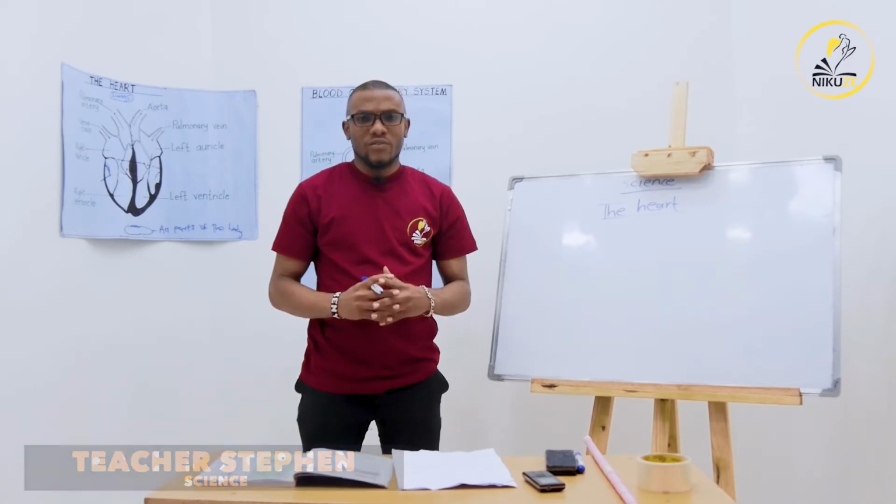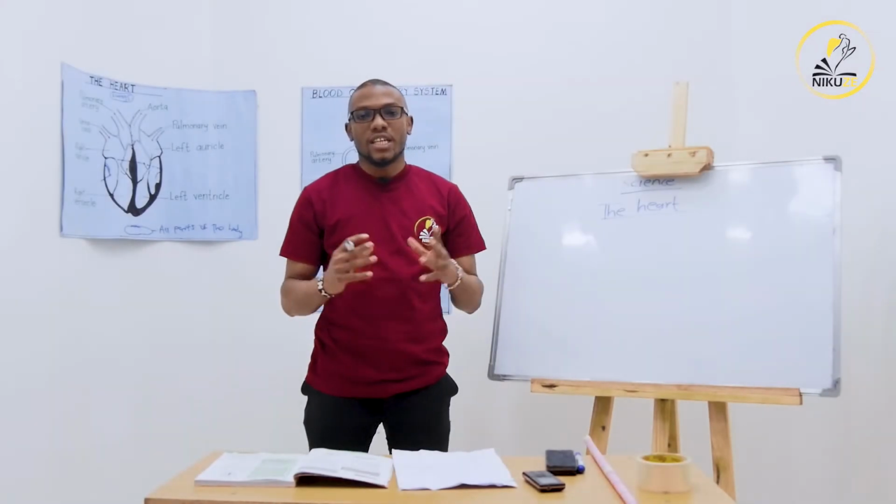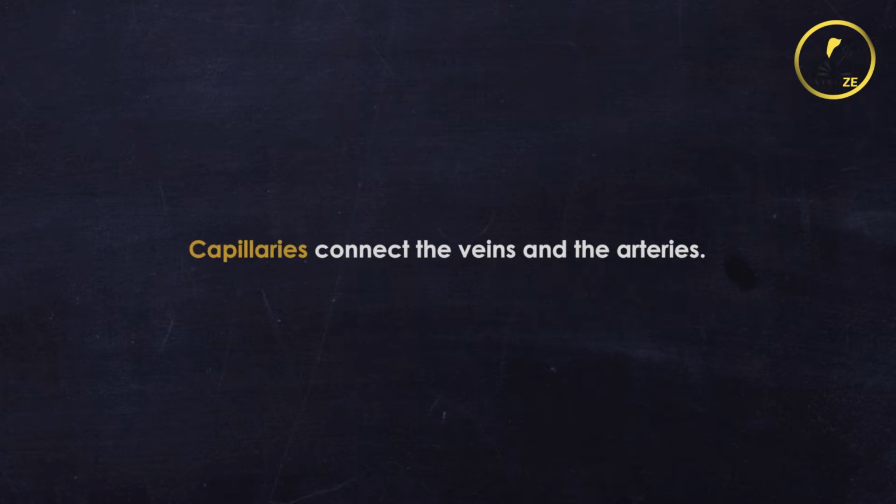We also looked at the veins and we said the veins carry blood towards the heart. We also looked at the third type of blood vessel, which was the capillaries. And you said that these capillaries act as connecting tissues. They connect the veins and the arteries.